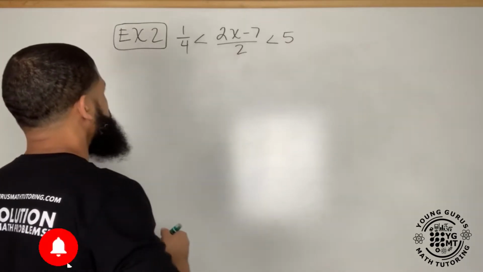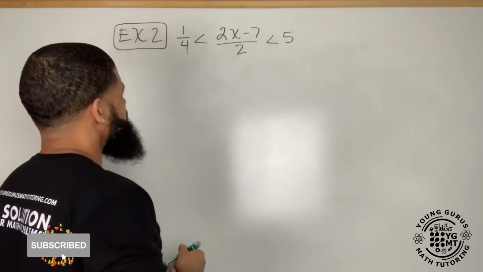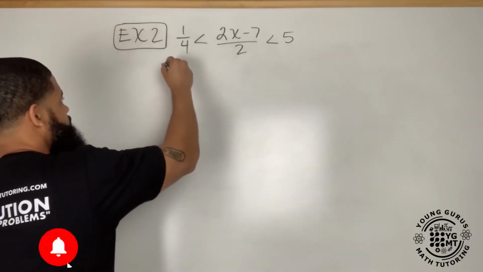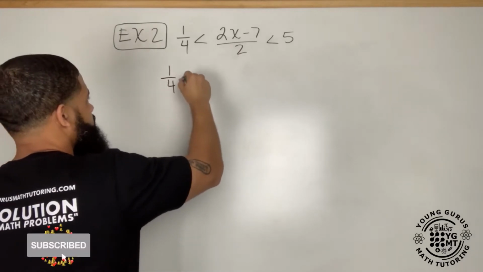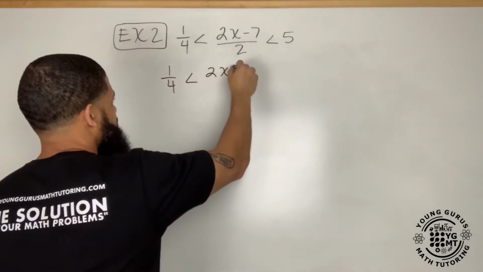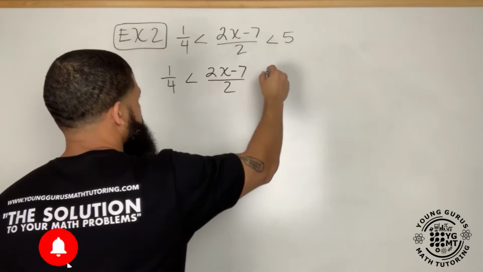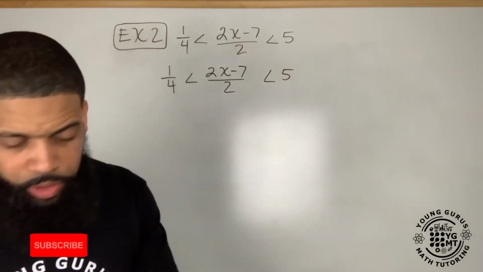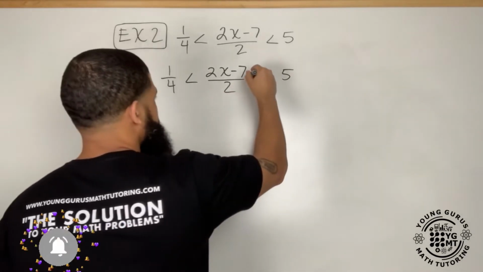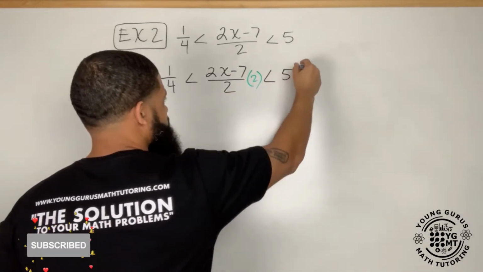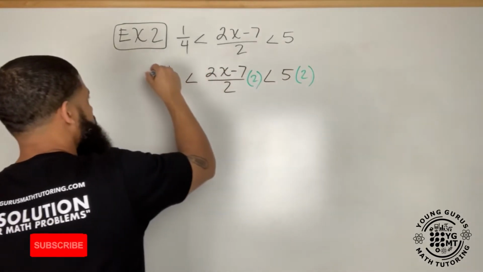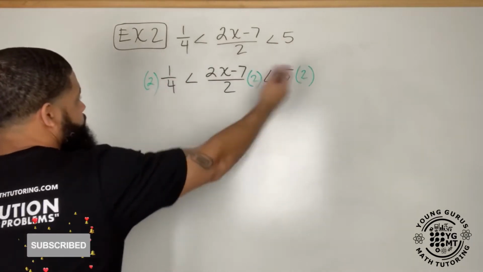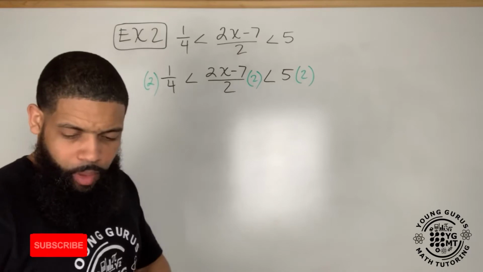So what I'm going to do is, actually no, I'm not going to write it in a different color. I'm going to rewrite this. So I'm going to say 1/4 is less than (2x minus 7) divided by 2 is less than 5. Okay, so I use the different color here. So I'm going to multiply by 2. So there I'll put times 2, and then we'll put this one on the left side. So I multiply by 2 in all three places.